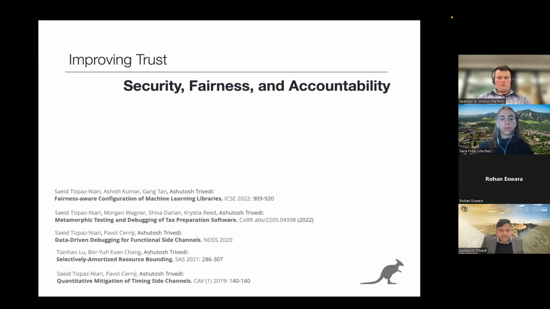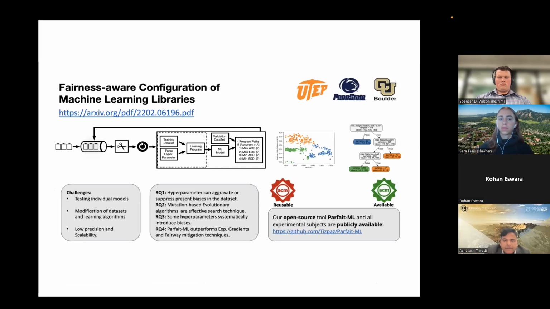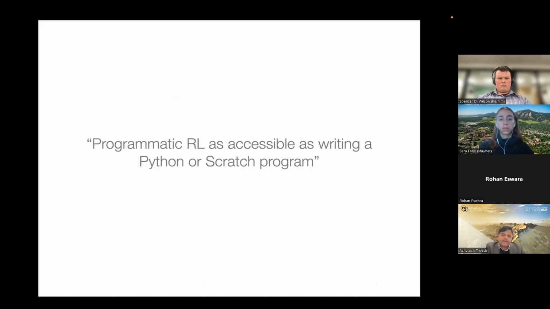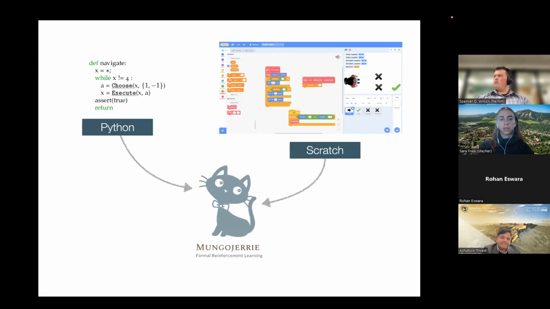There is some other work that I would skip right now and go to the next slide. Here is what we have been doing in different directions: improving usability, scalability, and trust. And our goal is to really make reinforcement learning as easy and as accessible as writing a Python or Scratch program. And in fact, that's what we are doing.